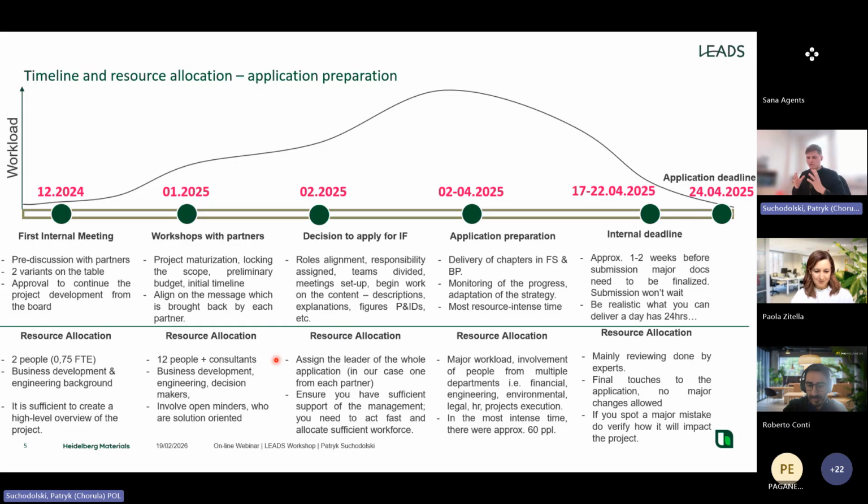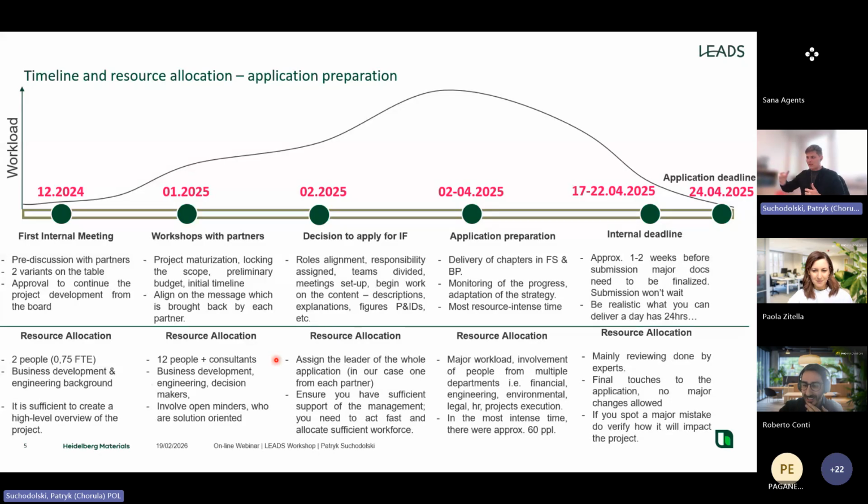You need to ensure that you have sufficient support from the management, because from day one you need to ramp up your capabilities as much as possible. Because trust me, it was the most intense time of my life. These 3 months, 4 months, it was the most intense time of my life, where you are spending 16 hours per day on the application, and you're ensuring that you are providing content of as high quality as possible.